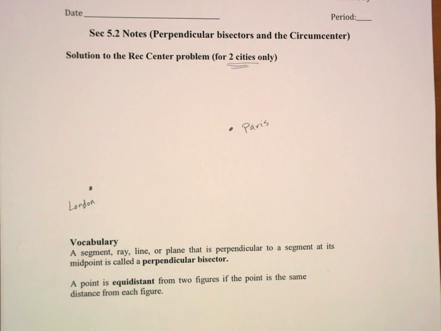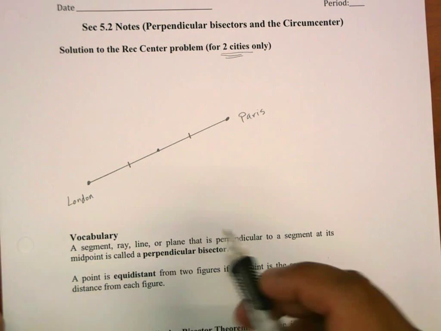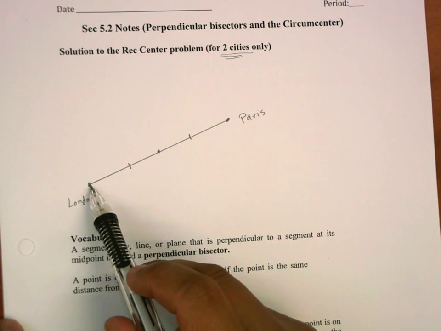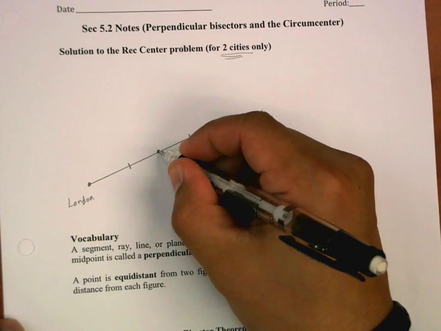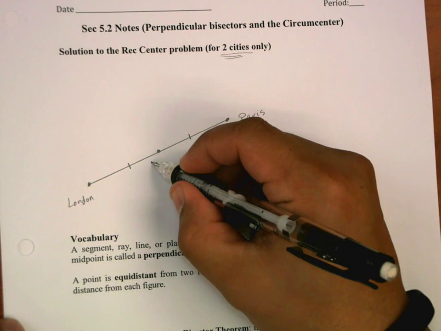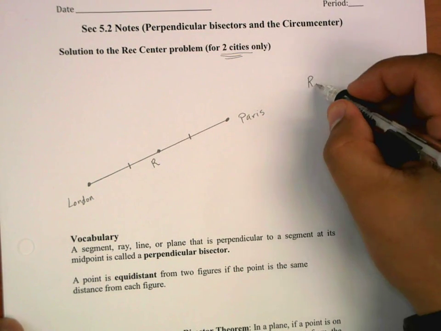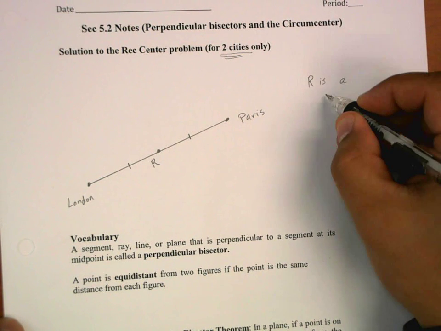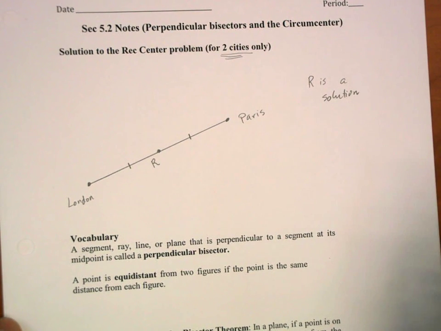and you wish to build a rec center between London and Paris that is equidistant to both. So the simplest and perhaps most obvious answer is to find the midpoint. So I created a line segment between London and Paris. Then I just took a ruler and measured and found this point, and I will call this R for rec center. And of course R is a solution to the rec center problem.